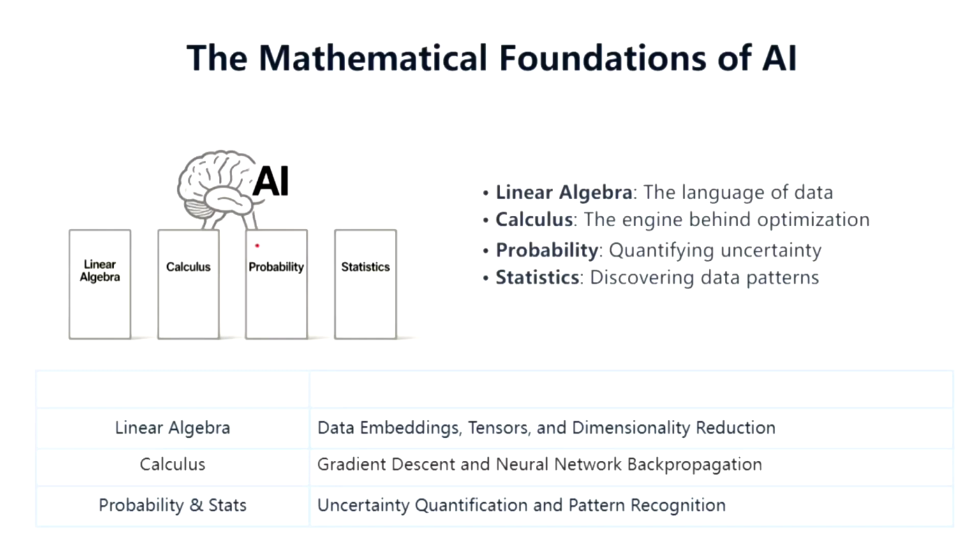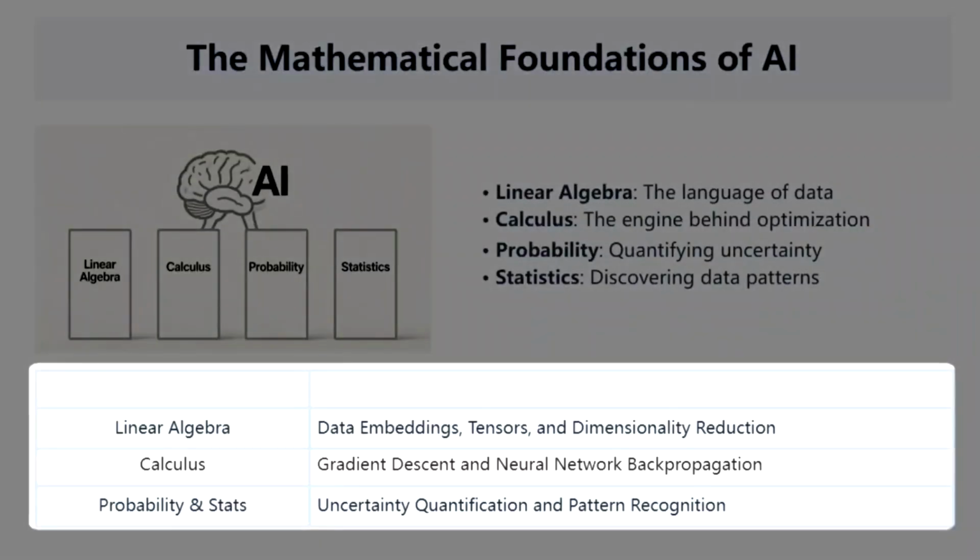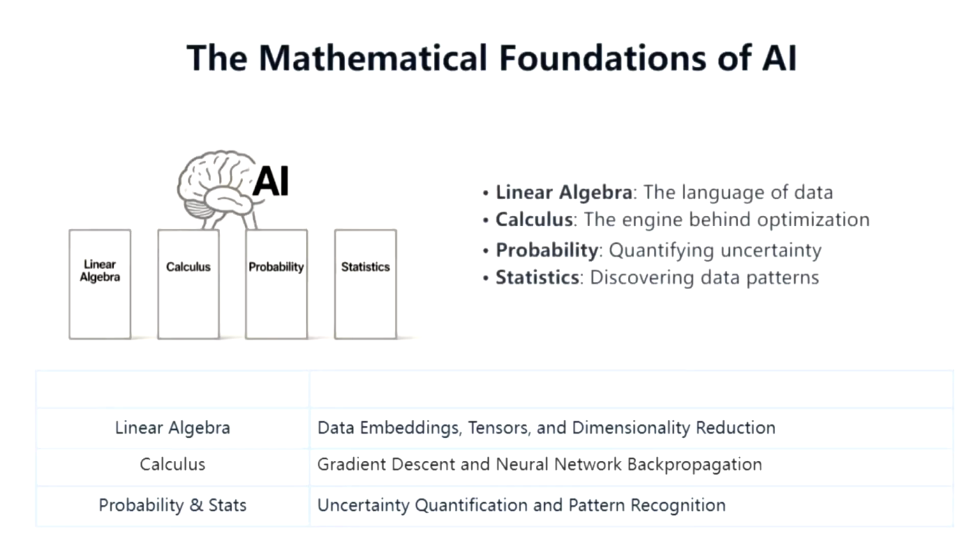As you can see from the visualization here, these fields don't exist in isolation. They intersect and support one another to create the complex architectures we see in neural networks and machine learning models. In this table, we can see the direct applications. For instance, linear algebra is fundamental for creating word embeddings, while calculus is what makes backpropagation possible. Throughout today's session, we will break these down step by step, starting with the basics of vectors and tensors.